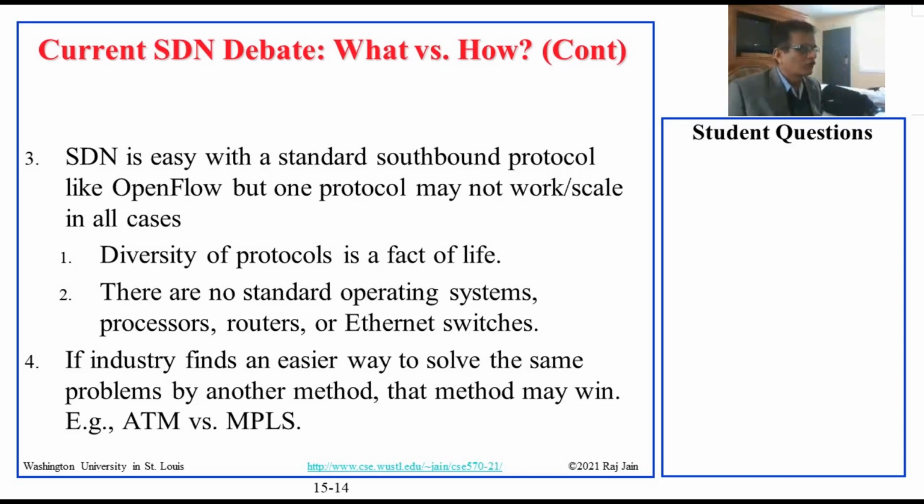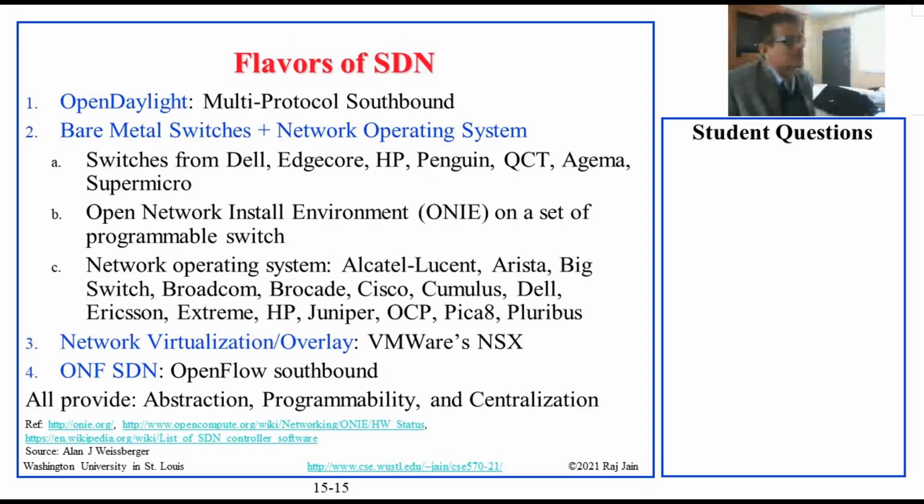So there are 4 flavors of SDN. One is OpenDaylight, which I will explain in the next few slides, with a multi-protocol southbound. Second is bare metal switches and network operating systems, and that is what I just called disaggregation. Basically, now you can buy what they call bare metal switches. The hardware you can buy, Dell sells it and many other companies sell it. You buy the hardware from them and you can install your own software on it.